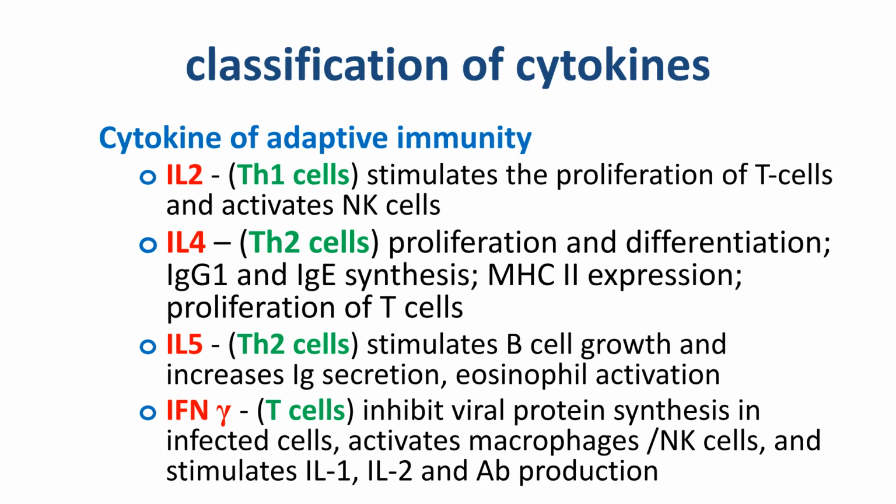IL-5 is produced by Th1 cells and is the signature Th1 cytokine. It inhibits viral protein synthesis in infected cells, providing antiviral protection. IL-5 powerfully activates macrophages, enhancing their microbicidal activity critical for fighting intracellular pathogens like mycobacteria. It stimulates IL-1 and IL-2 production and promotes antibody production, particularly IgG subtypes effective in opsonization. The balance between Th1 and Th2 cytokines determines the character of immune responses.